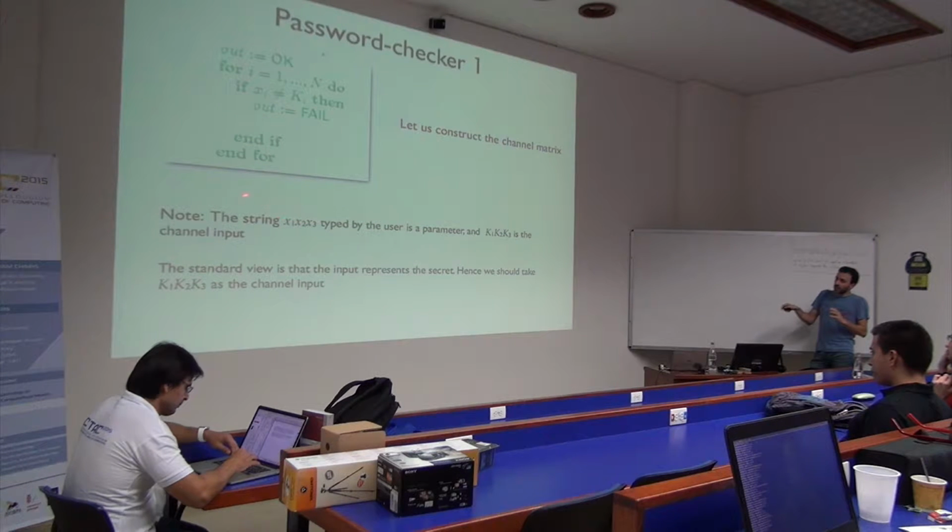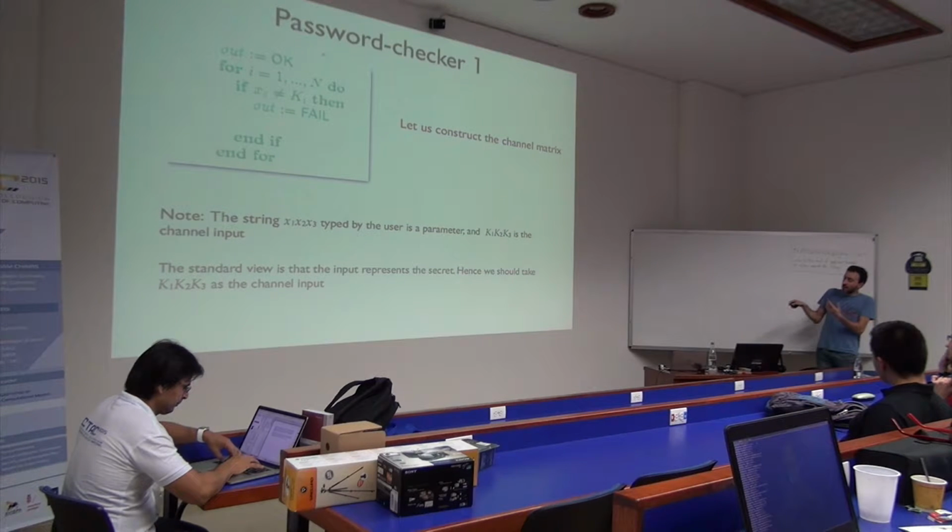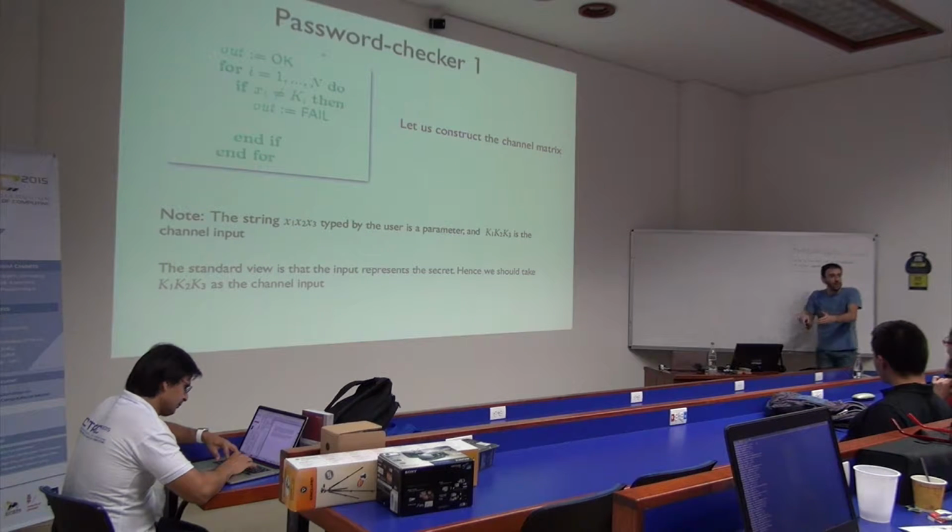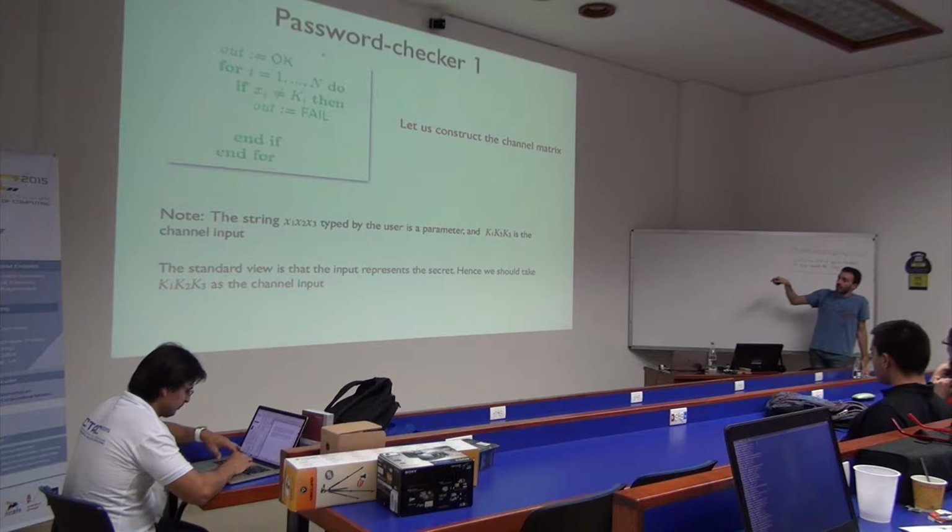So although here the user types some string, I see that as a parameter of the system, what the actual user typed. The secret of my channel, what I put as a channel input, is the actual password, right? So the secret is not what the user typed, we don't care about this, it's not secret information. What we care about protecting and measuring the leakage of is the actual password. So I'm going to take the number of possible passwords as a channel input.